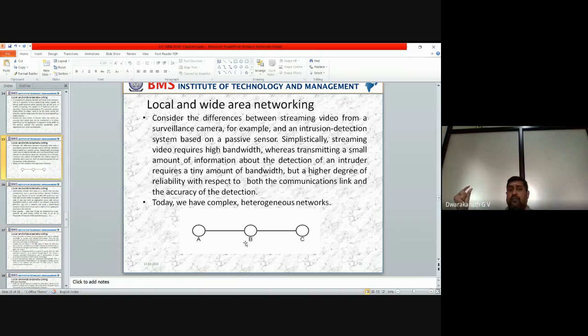Just intimating that information may need only a tiny amount of bandwidth, but surveillance needs a higher bandwidth, and a higher degree of reliability with respect to both the communication links and the accuracy of the detection. So you can take this particular example of how bandwidth plays a very important role.